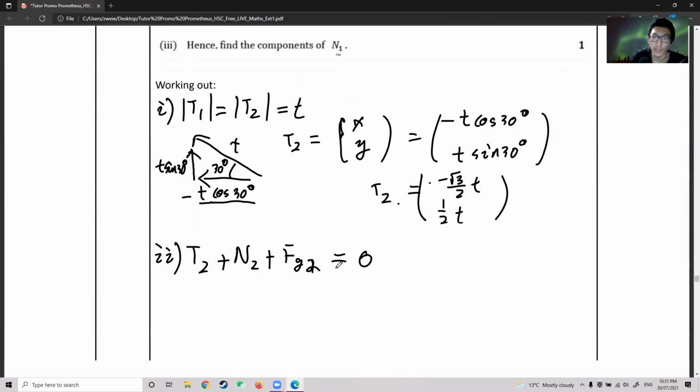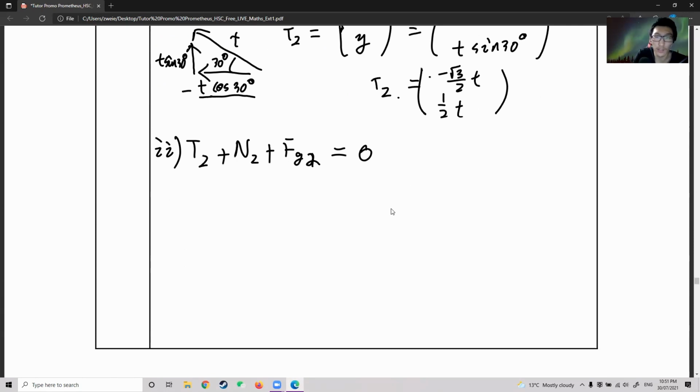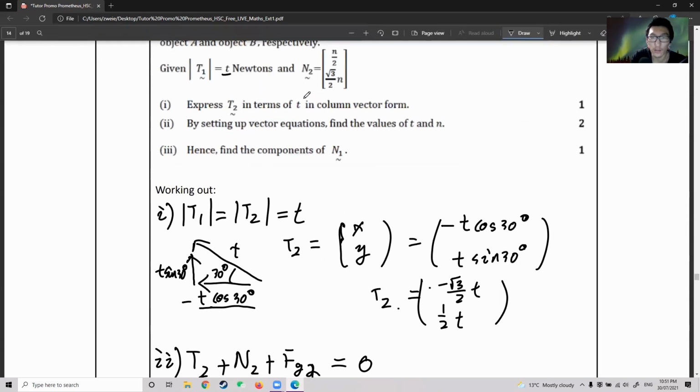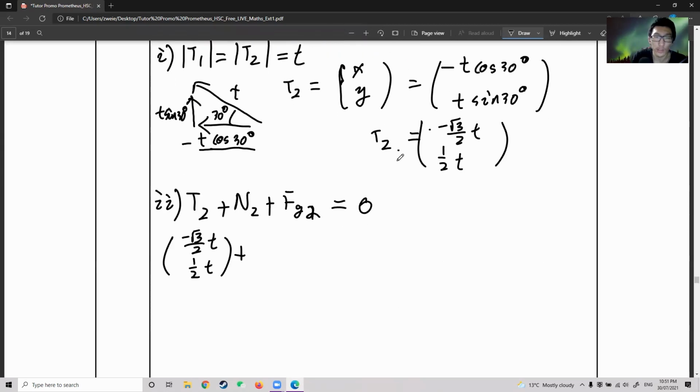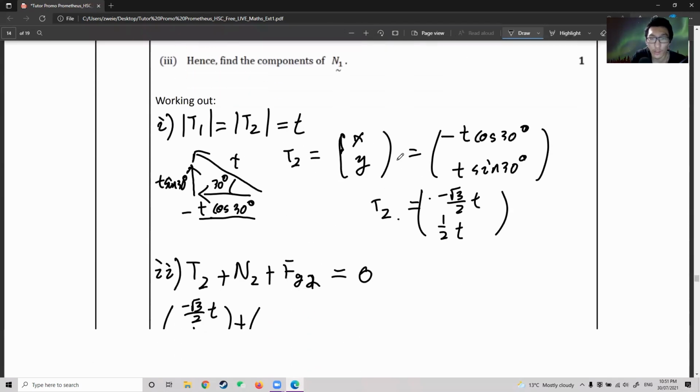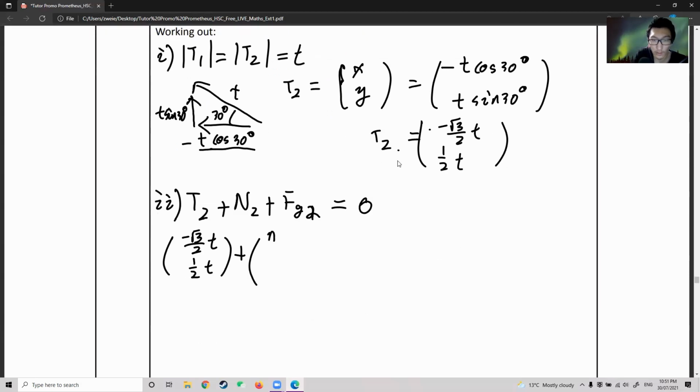So looking at my tension 2, which I just figured out, I know that it's negative root 3 on 2 T, and half T, plus my N2. I think it is given over here. Yep. N2 will be equal to, well, I need to remember, N on 2 and root 3 on 2 N. Okay, plus my force of gravity.